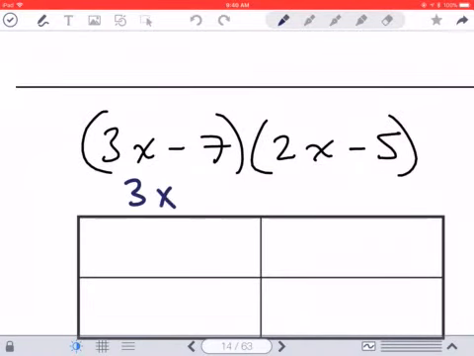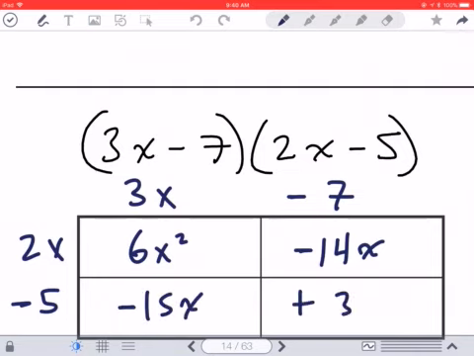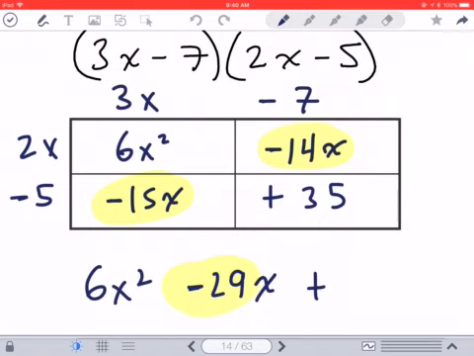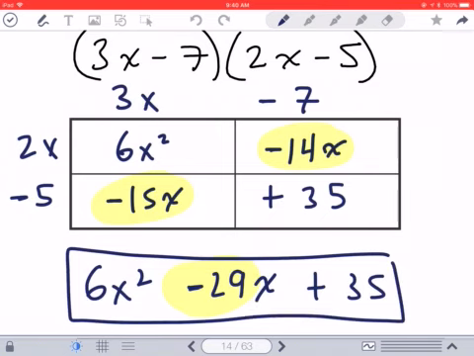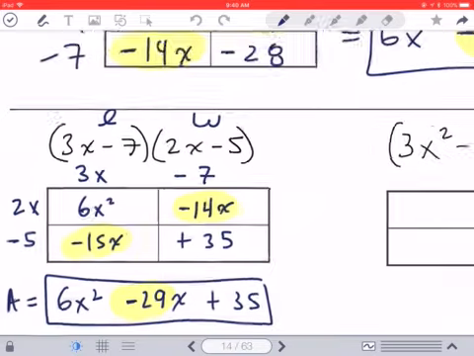So I have 3x minus 7 and 2x minus 5. This is going to be 6x squared up here. This is going to be negative 14x right here. This is going to be negative 15x. And this is going to be a positive 35. When I simplify this, I have 6x squared, and then I have negative 29x, combining like terms at diagonals, and then plus 35. Okay, so this would represent the area. This is like the length and the width, and this would be an expression for the area, A for area.